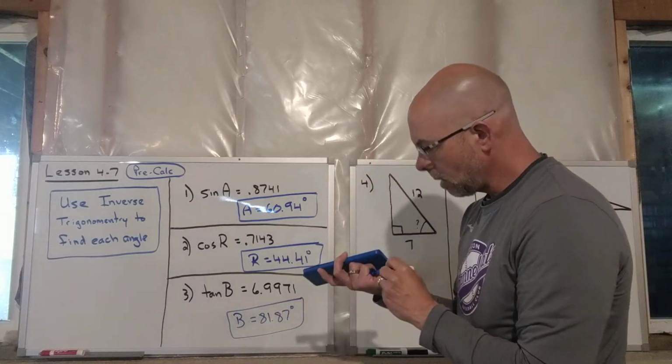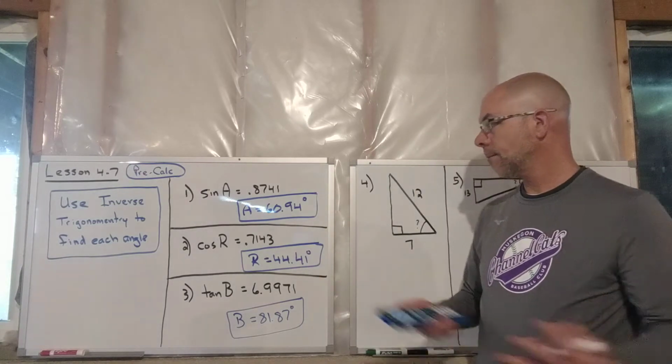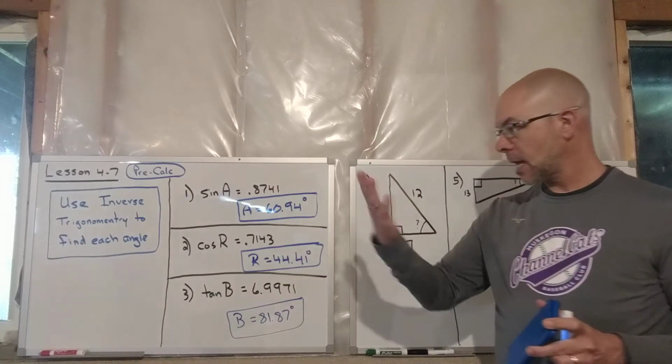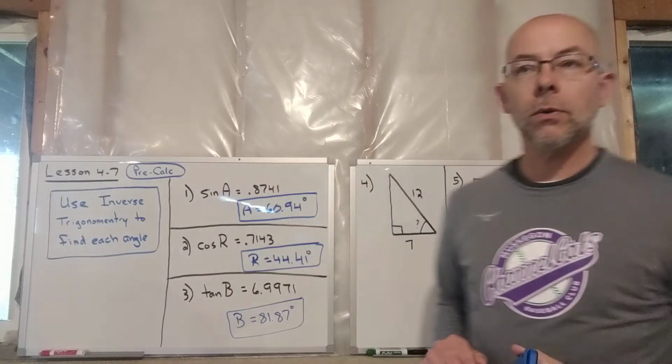So you guys, that's just basic. Here it is, do the inverse of this decimal, tell me the angle that would have fit this scenario. So that's one part of the worksheet.